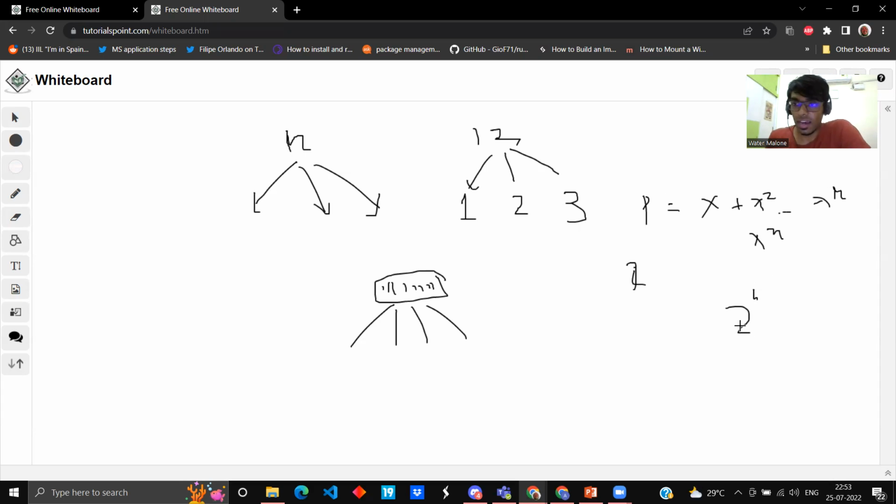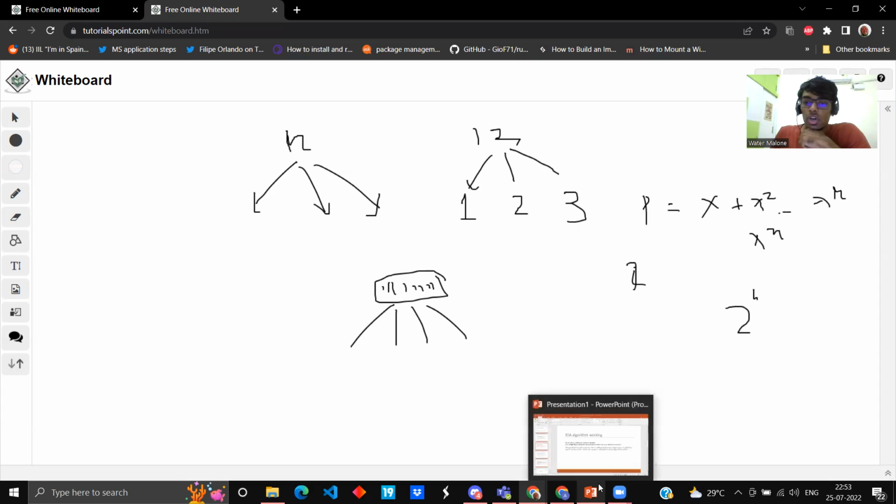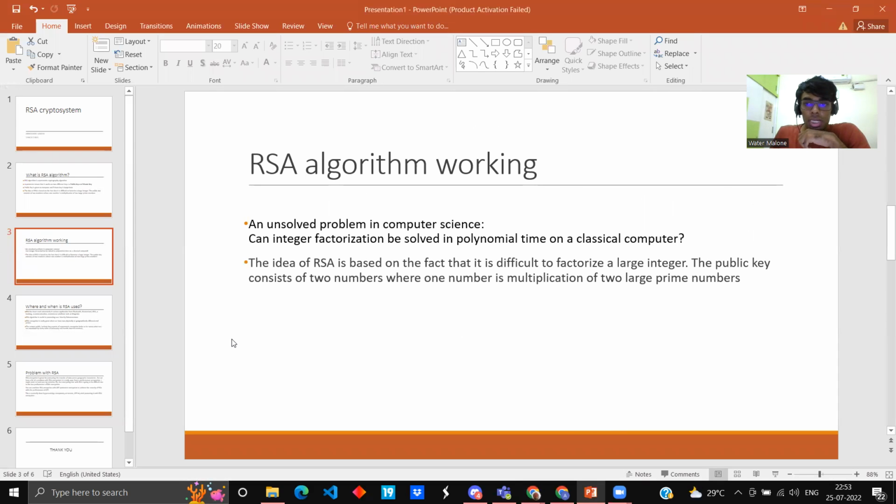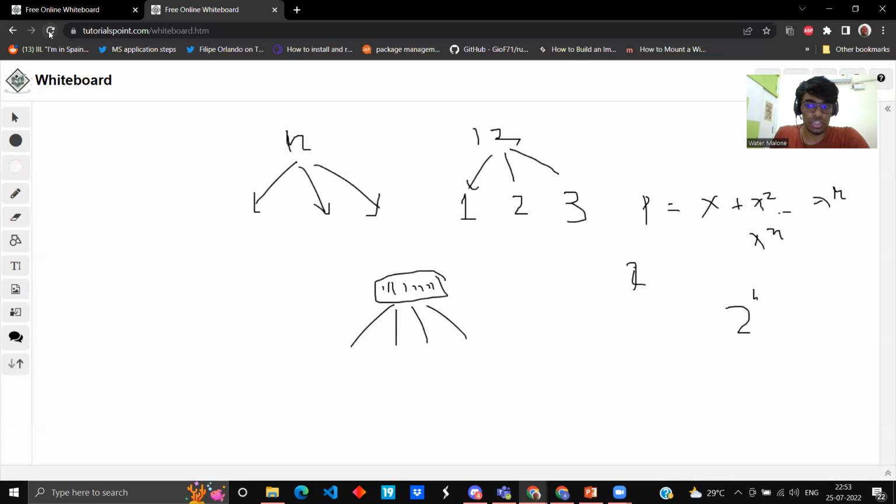Now in the RSA algorithm, we make use of the difficulty of this problem to our advantage. So now let's talk about how we will do that. Let us just start with an example. Let me refresh this.